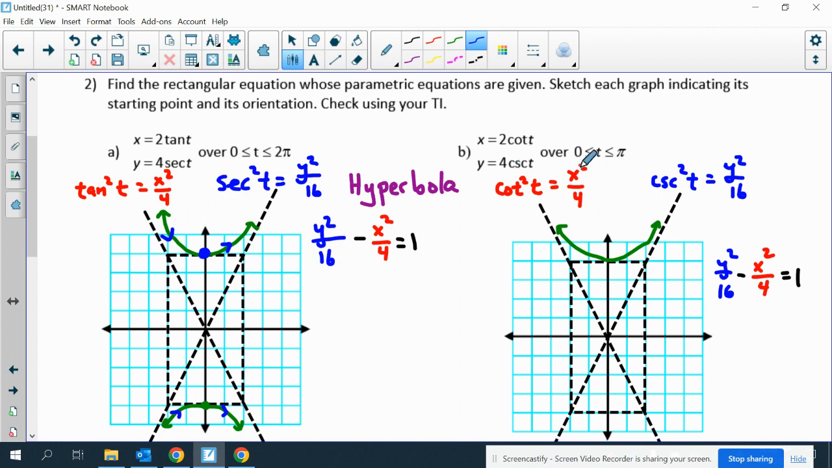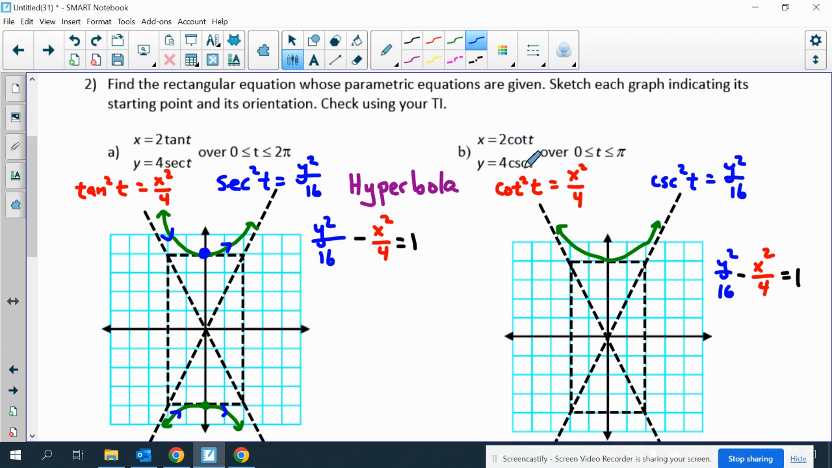For this one, when I substitute in 0, what I end up getting is infinity. So I can't really label my starting point here. So what I have to do is figure out where I'm going. And it's easy to plug in pi fourths and pi halves to kind of see what's going on. So if I plug in pi fourths, cotangent ends up being 1.